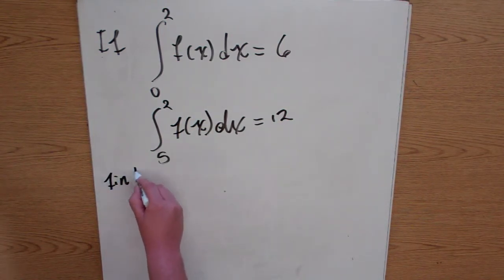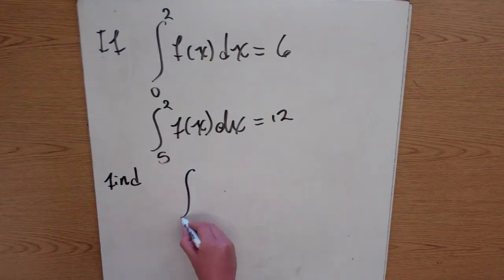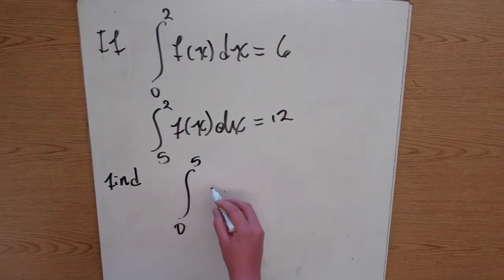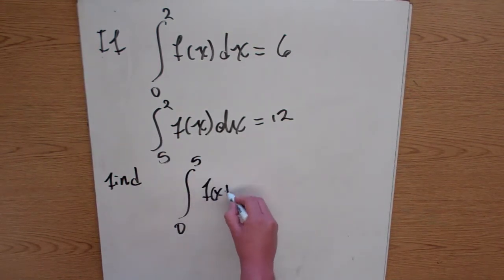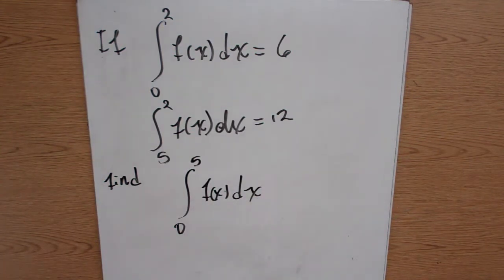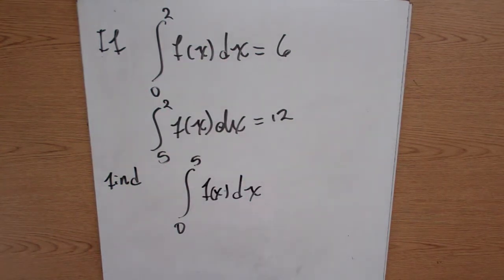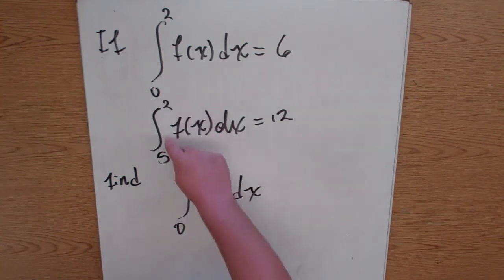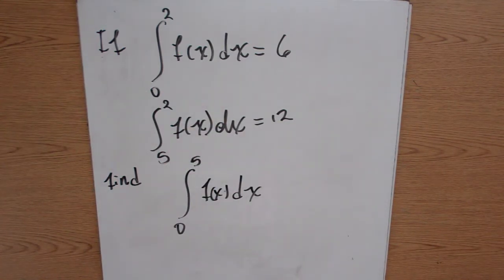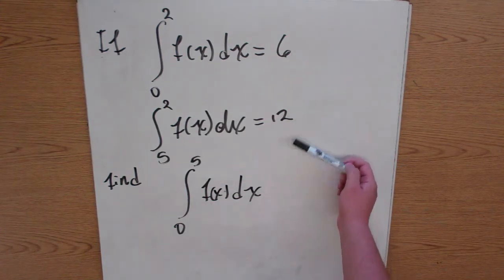Find the integral from 0 to 5 of f of x dx. All right? So we're going from 0 to 5 and then going from 5 to 2. We want to figure out the value if we went from 0 to 5. As you can see here, this equals 6 and this equals 12.